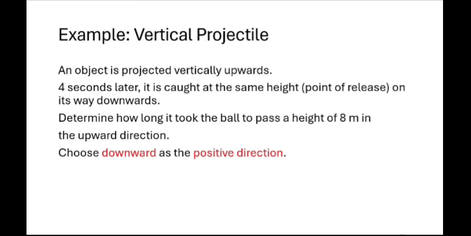Right, now let's look into an example that we have. So an object is projected vertically upwards, right? Now it's projected up, okay. Four seconds later, it is caught at the same height on its way downwards, right? So basically it was caught at the same height at which it was thrown. Now they want us to determine how long it took the ball to pass the height of 8 meters in the upward direction, right? Now from there on, they say choose downwards as the positive direction.